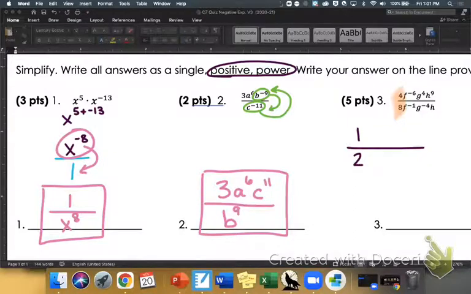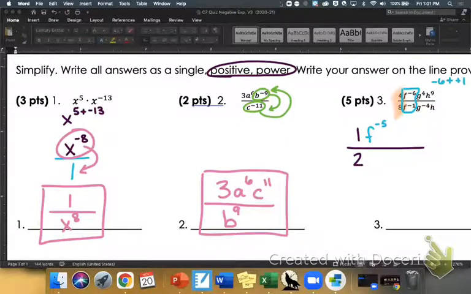Then I look at my exponents and I need to subtract them. So I have negative 6 in the numerator, negative 1 in the denominator, so when I subtract those two, I get f to the negative 5th power. Reminder that if we subtract a negative, it changes to adding a positive. Negative 6 plus 1 is negative 5.